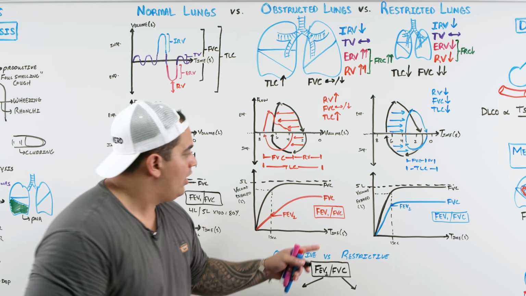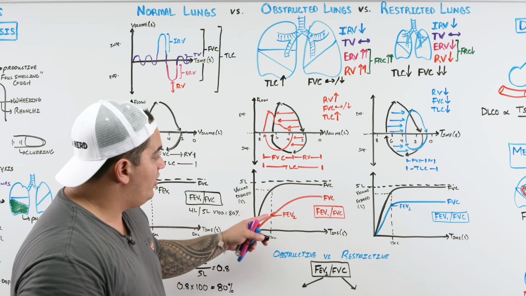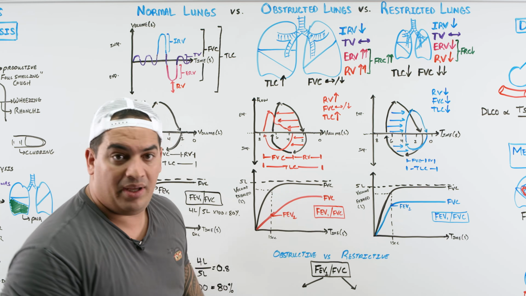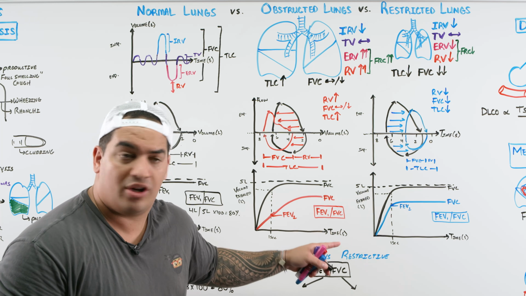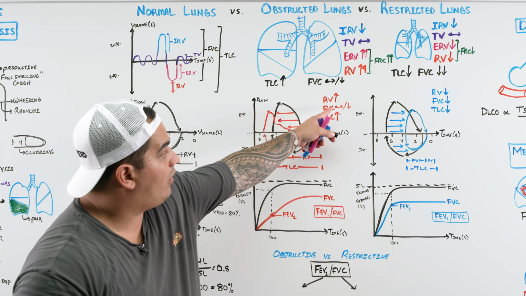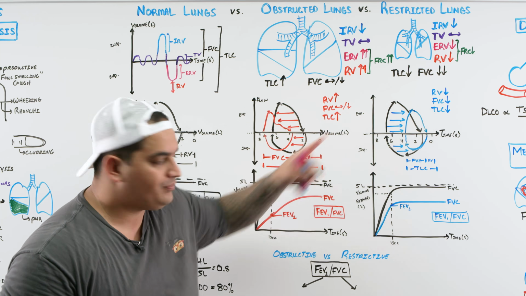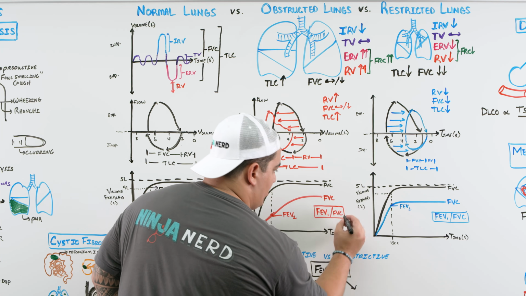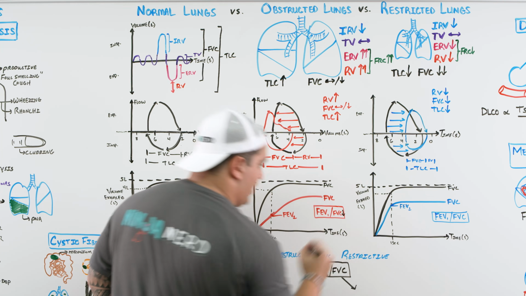Let's take a look. In obstructive lung disease, what we notice in this red curve is that the FVC can be reduced. There could be a reduction in FVC. We said that. It could be anywhere from normal to decreased. So we see that it is potentially reduced a little bit, so let's put a down arrow for the FVC.